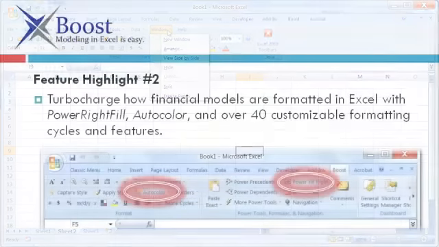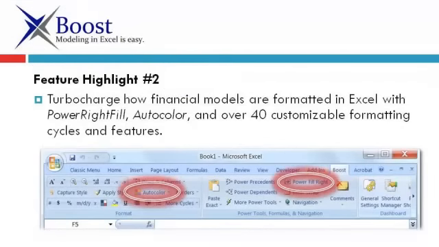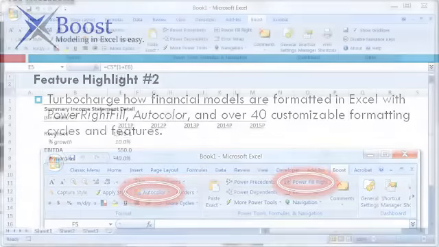Some of the most exciting, time-saving utilities in Boost involve formatting and navigational improvements over Excel's native capabilities. All are accessible via Boost's intuitive ribbon, or from fully customizable shortcut keys using the Shortcut Manager, which we'll discuss shortly. For now, let's look at just two features that can dramatically improve efficiency and the quality of your models, namely Power RightFill and Autocolor.